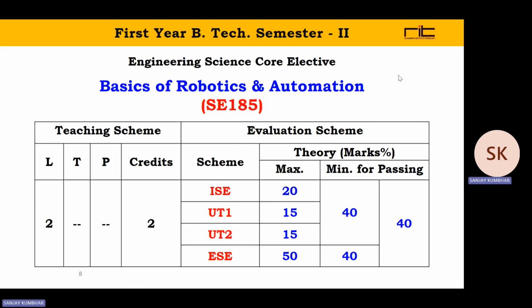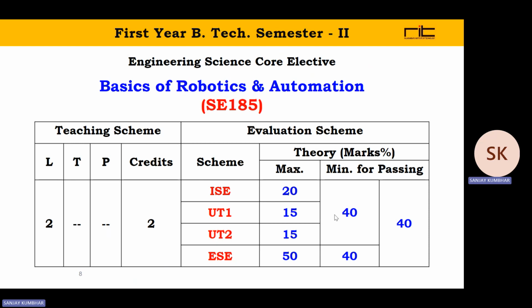So if you see the teaching scheme and evaluation scheme of Basics of Robotics and Automation, there are 2 lectures per week, 2 credits, IAC 20 marks (20%), UT1 15, UT2 15, and ESC 50.